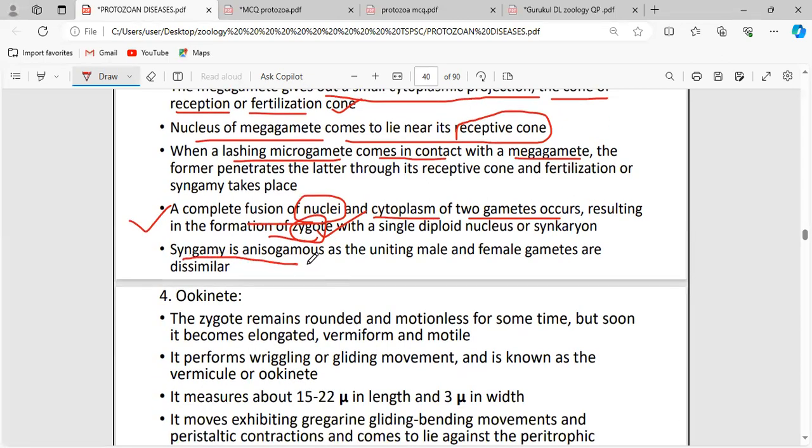Okay, now this syngamy I have explained when I studied protozoan reproduction. In that syngamy, I explained different types based on the types of gamete, with different names: anisogamous, isogamous, like that. What is anisogamous? The male is small and the female is large. Because they are morphologically different, it is called anisogamous.